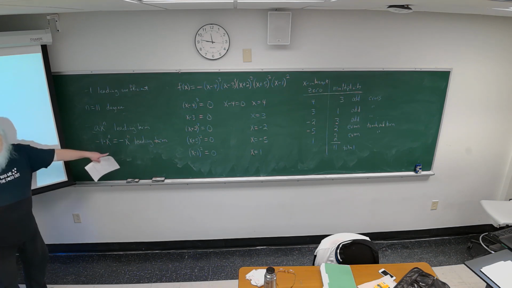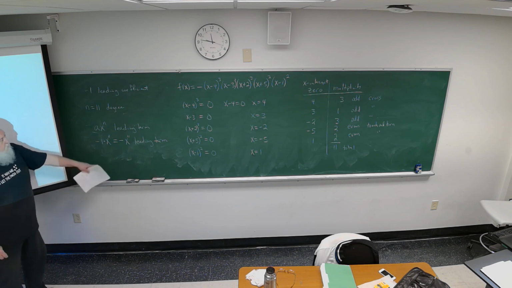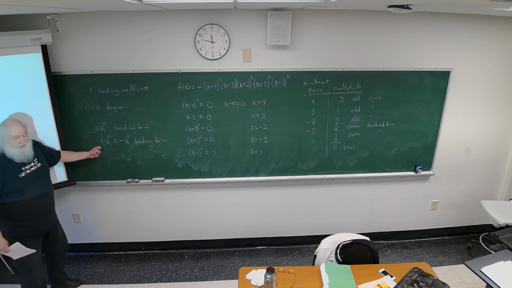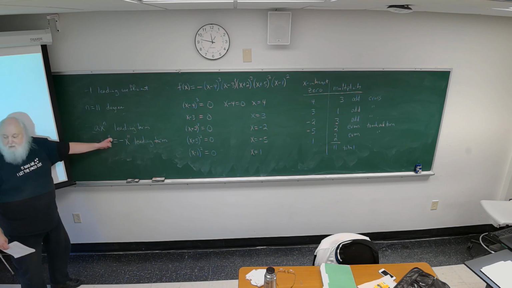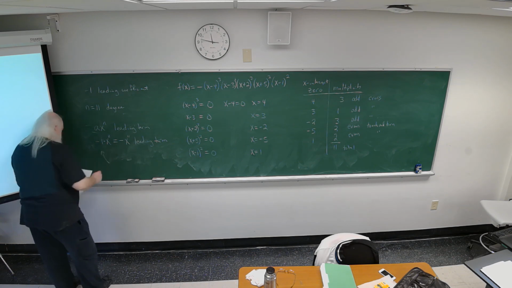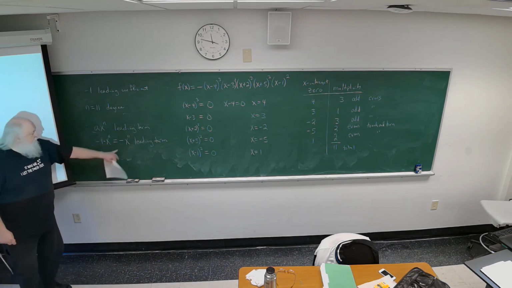So given the leading term, does the graph of our polynomial function go up or go down on the left end? On the left end, this is negative. On the left end, x is negative. And negative raised to the 11th power is negative. So it's negative times negative, which is positive. So it's going to go up on the left end. What about the right end?